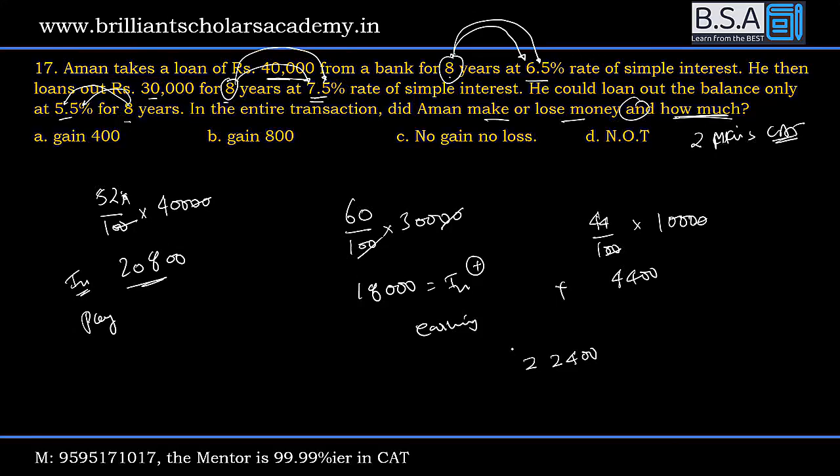So the gap I am getting here is a larger gap. This and this subtracted, I am getting a gap of 1,600 rupees profit or gain. Verify calculations. He is getting a gain of rupees 1,600.